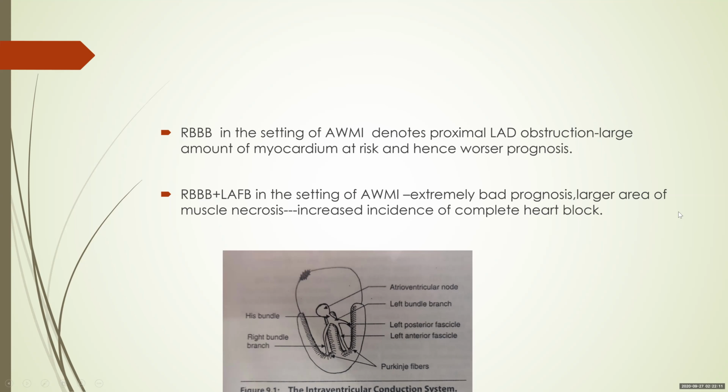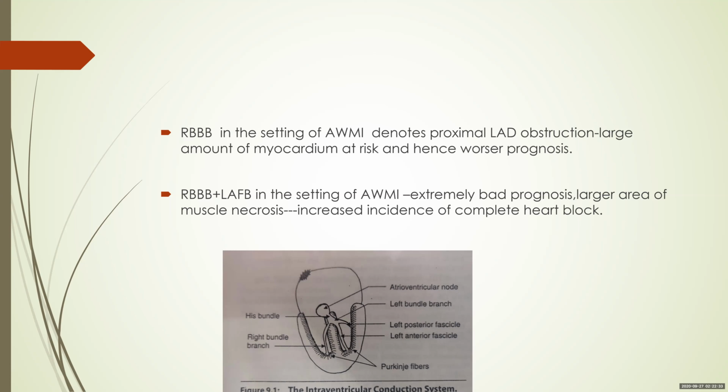So complete heart block in the setting of anterior wall MI is really bad because it comes out of the blue. It's like a thunderbolt in a clear blue sky. The patient will be doing perfectly normal in sinus rhythm, and suddenly you will have a complete heart block. Invariably, a complete heart block in the setting of anterior wall MI goes in for permanent pacemaker implantation.